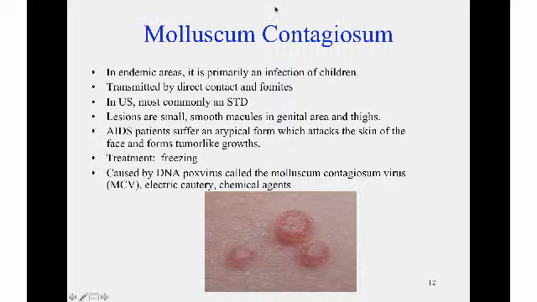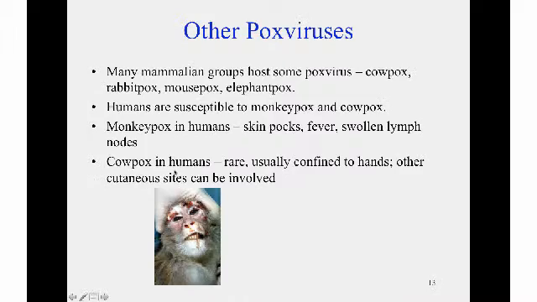Also, another pox virus is the molluscum contagiosum. So this is in the U.S. most commonly a sexually transmitted disease, and it causes the formation of these small lesions. So they're small, smooth macules in the genital area and thighs, and they're treated similar to how HPV is treated in the case of the strains that cause genital warts, so usually freezing, cauterization, or chemical agents. And AIDS patients suffer from an atypical form, which will attack the skin of the face and form tumor-like growths.